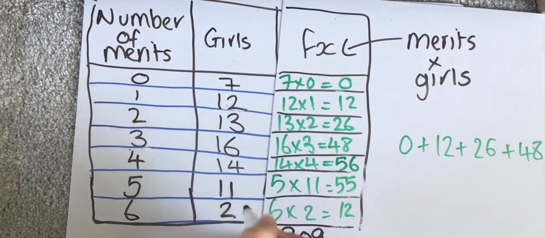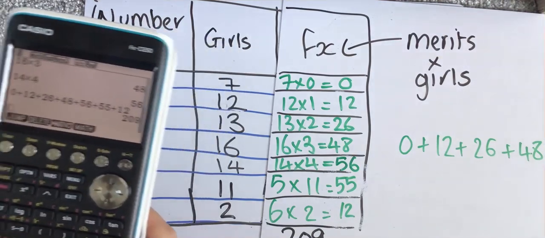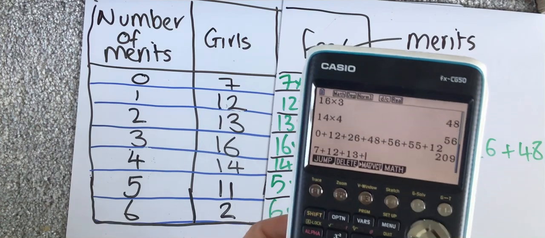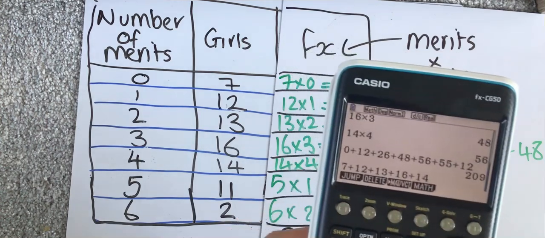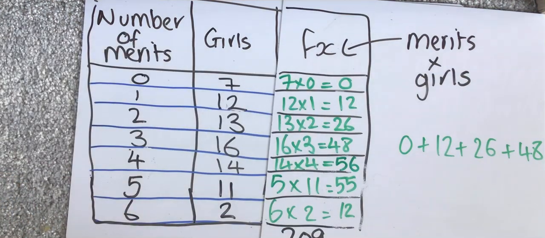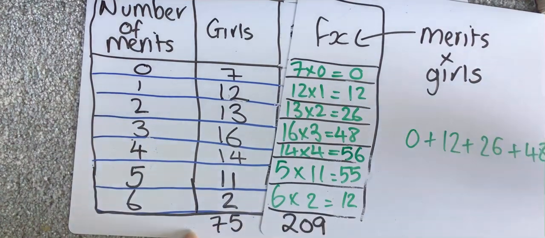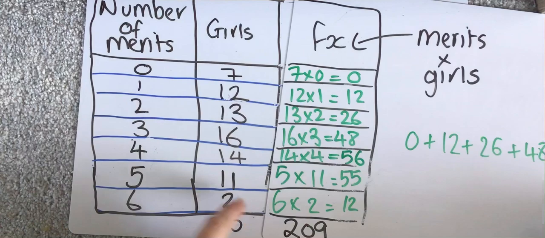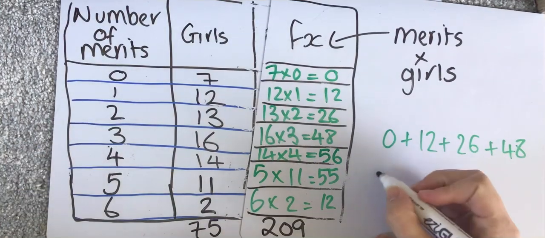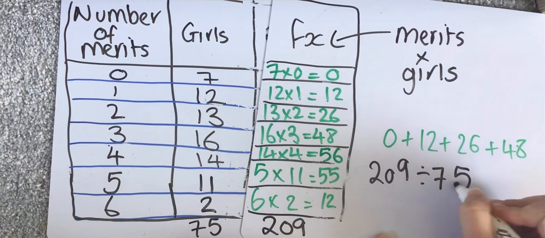I then need to work out how many girls I've got in total. So I'll add them up. So I'm going to do, if you can see the numbers there, 7 plus 12 plus 13 plus 16 plus 14 plus 11 plus 2. And I get 75. Okay, so in total there are 75 girls. So now, to find my mean, I'm running out of space here, I'm going to do 209 divided by 75.